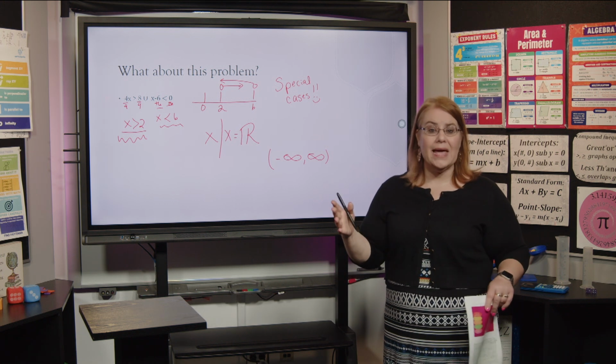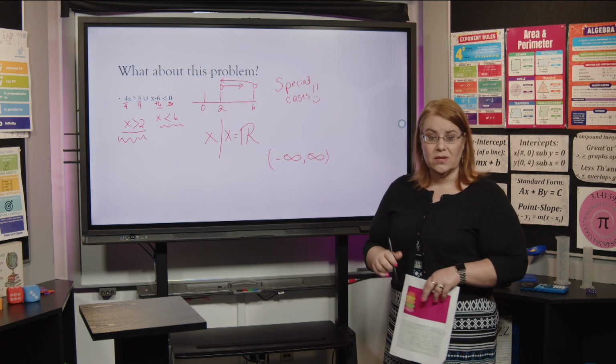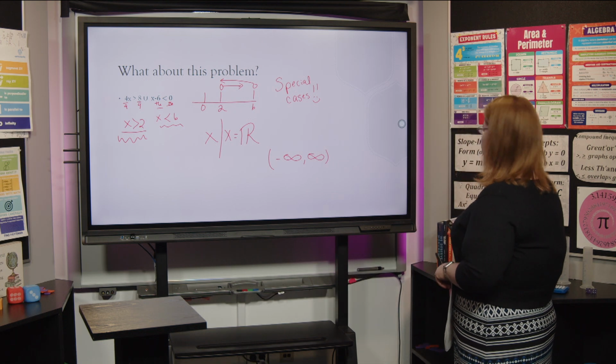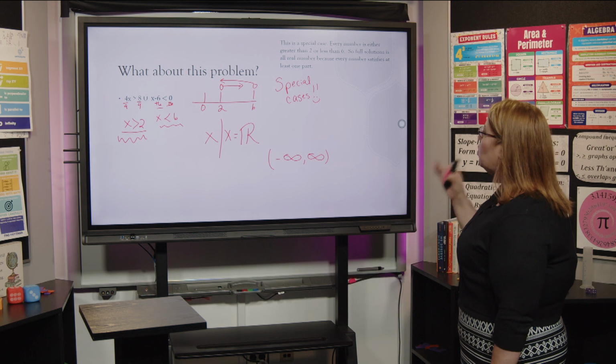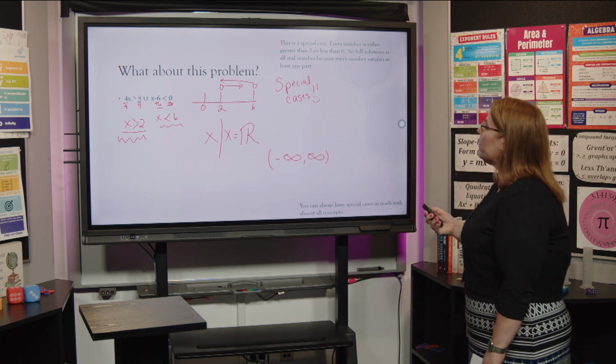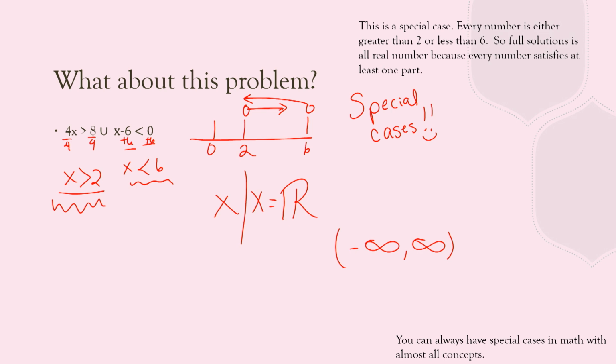We're going to have special cases throughout this Algebra 1 course, so you've got to make sure that you're paying attention to them. All right? So let's look. There is a special case. Every number is either greater than 2 or it's less than 6. So the full solution is all real numbers because every number satisfies at least one part of this. And that's just what it says, at least one part. Good job.